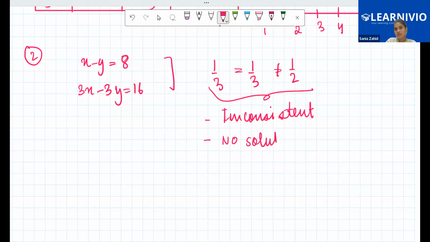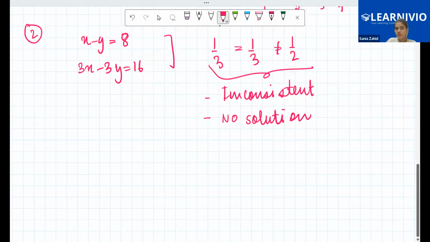Okay, so let's also draw the graph for this. So what are the values for x and y? You may tell me. Your voice is very low, Umair. Can you hear me now? Yeah, I do hear you. So what are the values that you take for x and y?